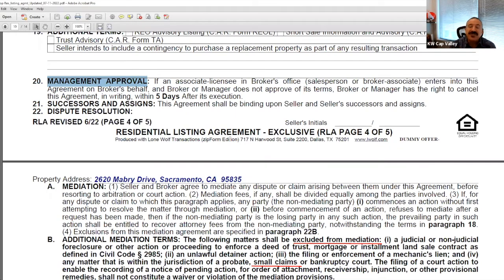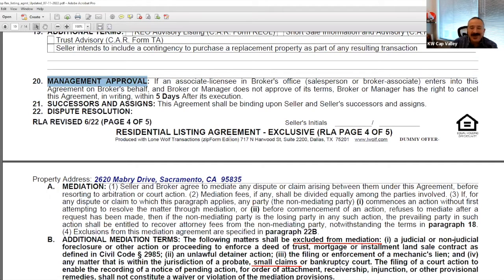That said, paragraph 20, management approval, says that anytime within the first 5 days after execution, if, for example, you discovered that you made a mistake, say on the commission, the way you listed the commissions on this form, and you needed to get that rectified, and say on day 4, you went to the seller and said, hey, I made a mistake here. I'd like to line this out, put this here, and initial it.